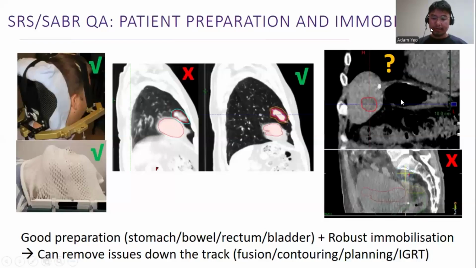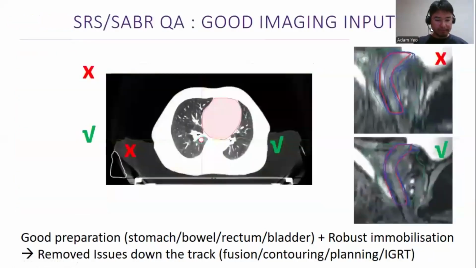And also the bowel condition. Here's an example of whether this is really a good case or not, given the lesion location inside the liver. And also the lesion here abutting the sacrum, and how much bowel prep and bladder prep is required, which is very important. The aim is not only reproducibility, which is important, but also how we can maximize the therapeutic window. This proper, ideal patient preparation and immobilization can remove issues down the track, such as image registration, contouring, planning, IGRT and treatments.